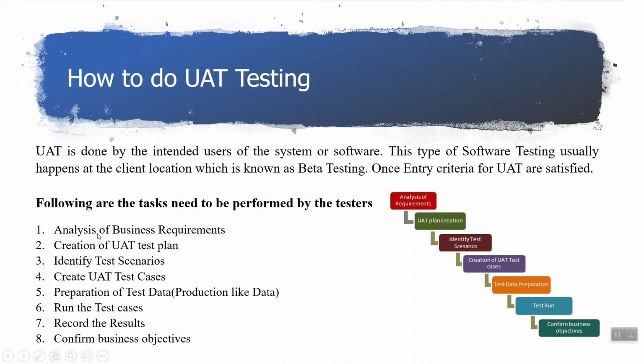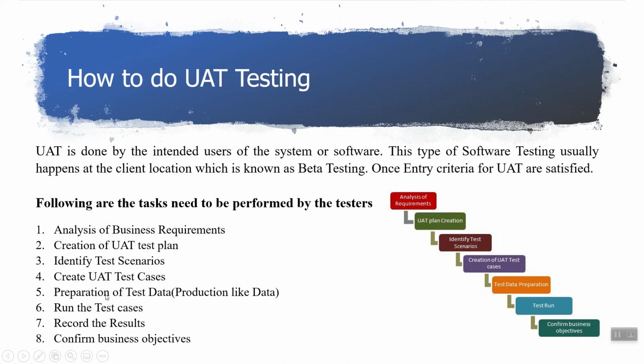The first one is analysis of business requirement. First they analyze the business requirement, then creating the UAT test plan. Then creation of the UAT user acceptance test plan is done. Then identifying test scenarios, and for those test scenarios, creating UAT test cases. Next is preparation of test data, production-like data, which the user might use while doing the testing.